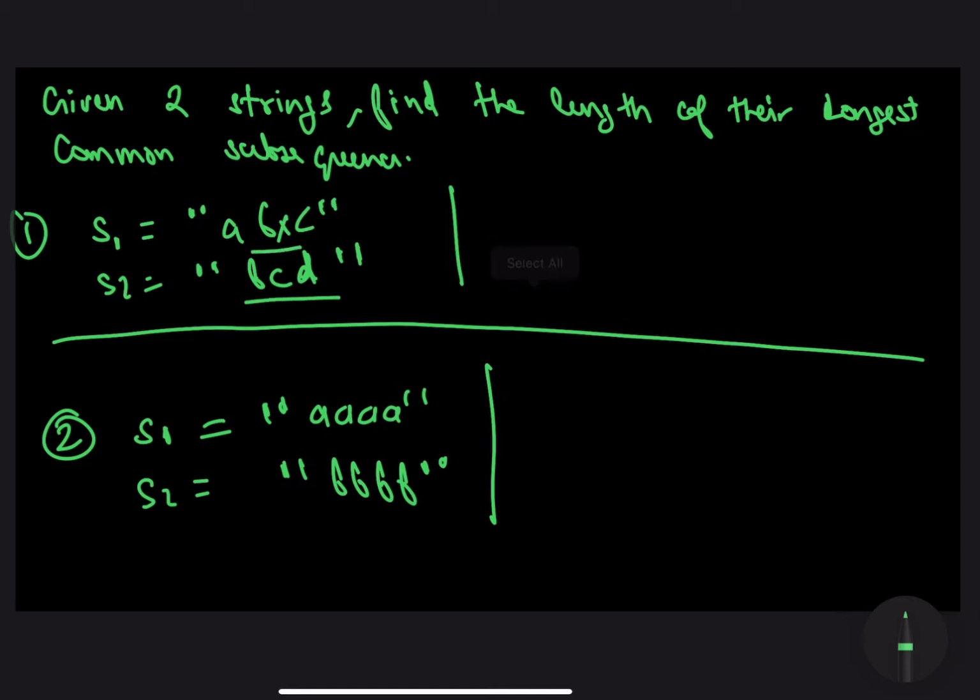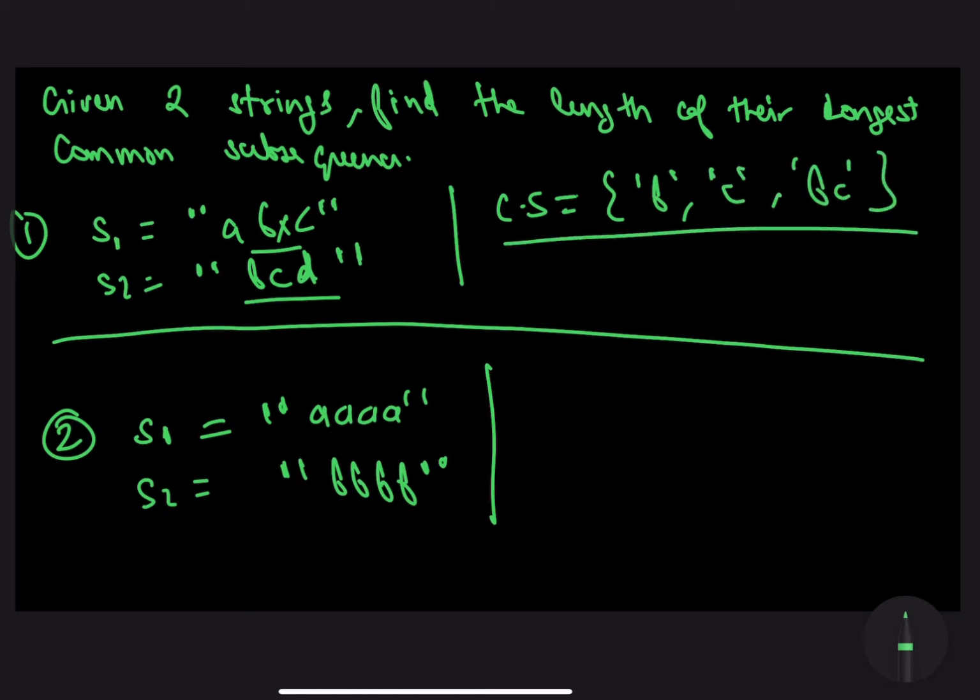Alright. So in these two strings, the common subsequences will be something like B, C and BC. So these are the three common subsequences present in these two strings over here. So among these three common subsequences, the longest one is this one over here. So the length of the longest common subsequence in this case will be equal to 2, and the longest common subsequence corresponds to these two characters of S1 and these two characters of S2. So I hope that the first test case was clear.